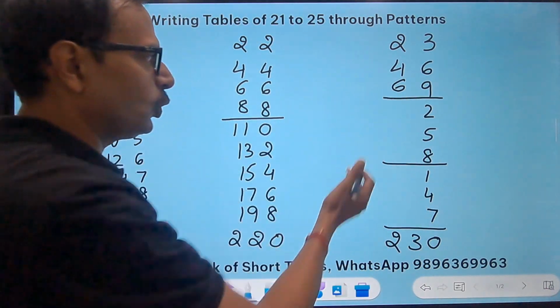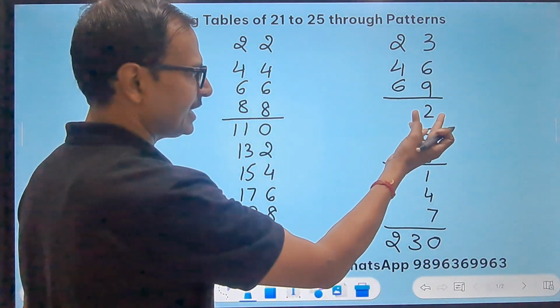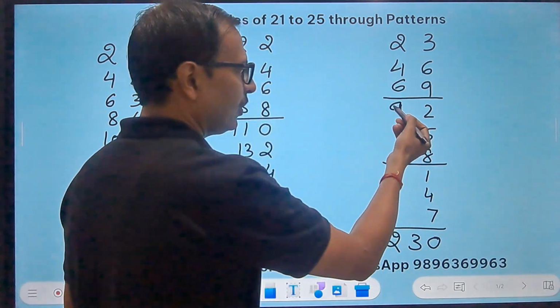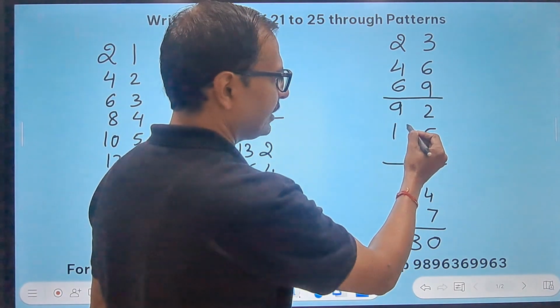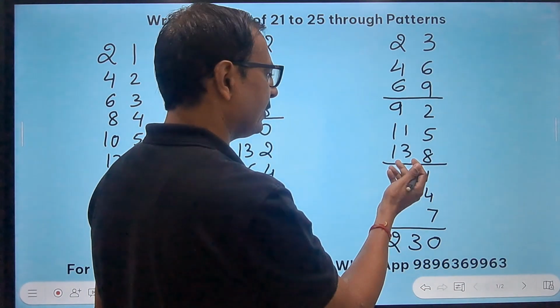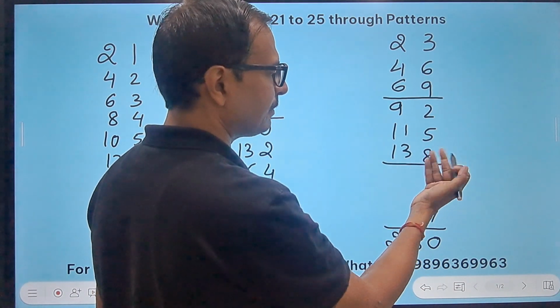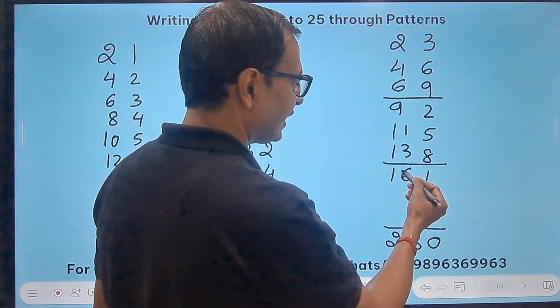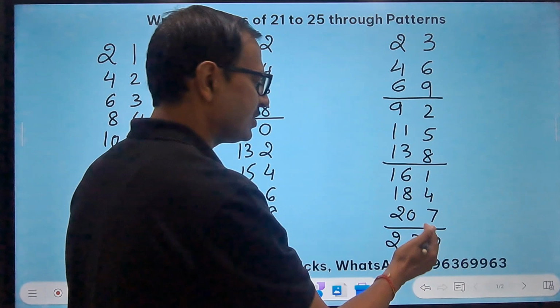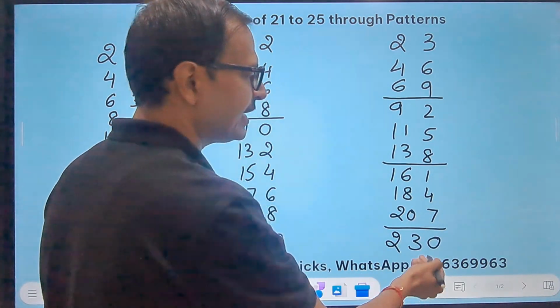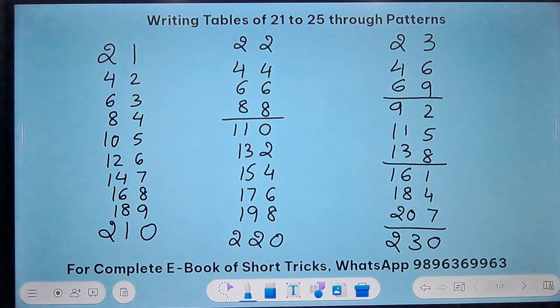Then skip count by 2. 6 becomes 7, 8, 9. And now again start writing the odd numbers here. 9, 11, 13. Then skip count by 2. 13 means 14, 15 skipped, 16. And then write the even numbers 18 and 20. And that's it. 230 is already there. You have the table of 23.